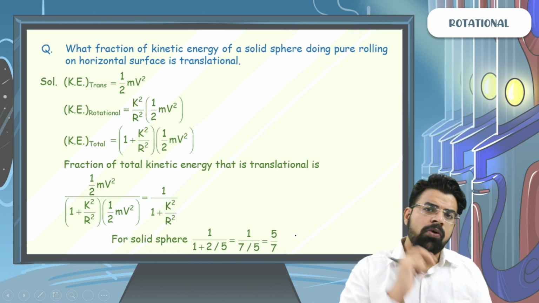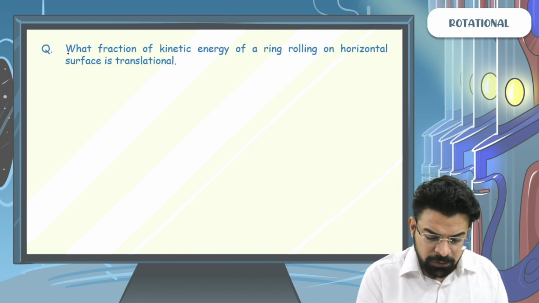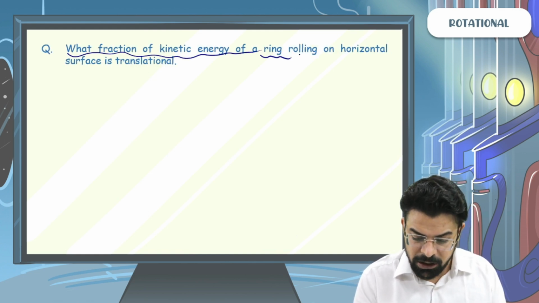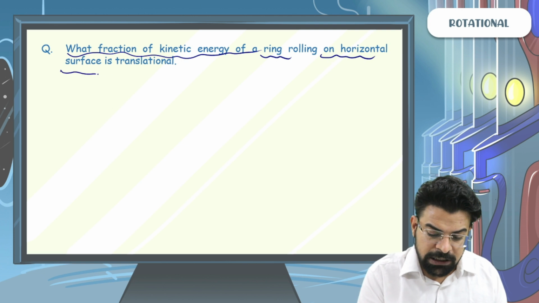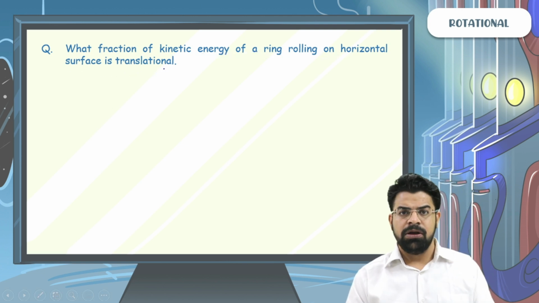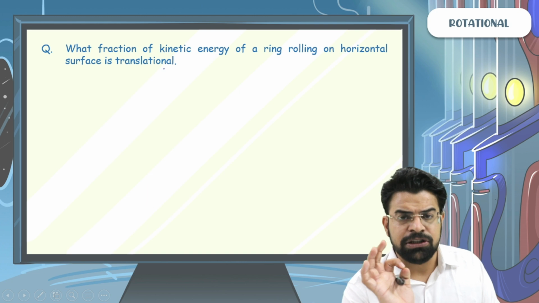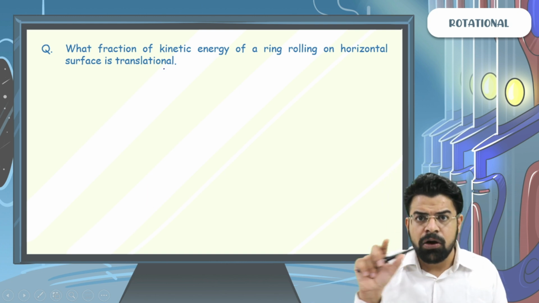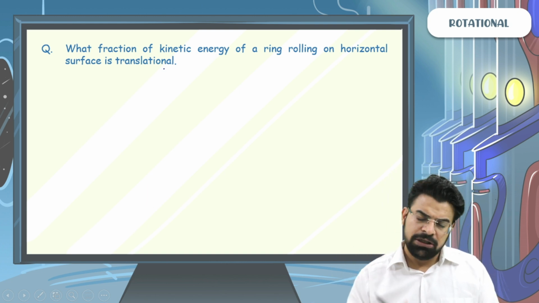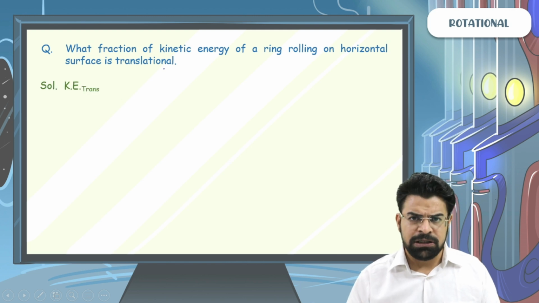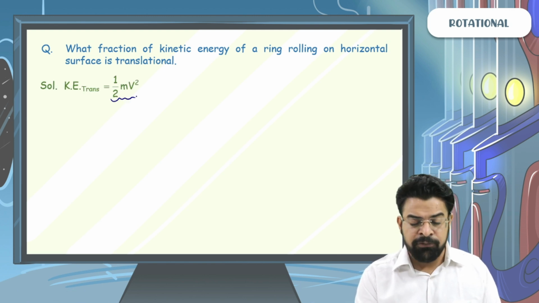Let's practice one more example of the same type. What fraction of kinetic energy of a ring rolling on a horizontal surface is translational? So again you will say the same thing. Sir, the translational kinetic energy is half mv square.